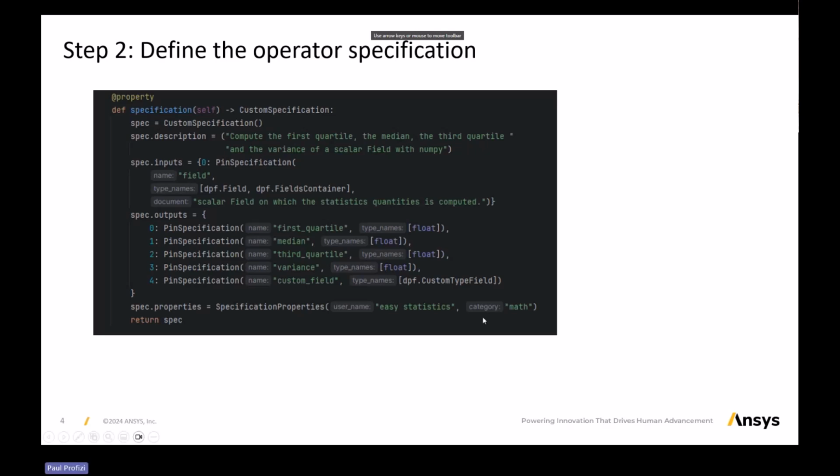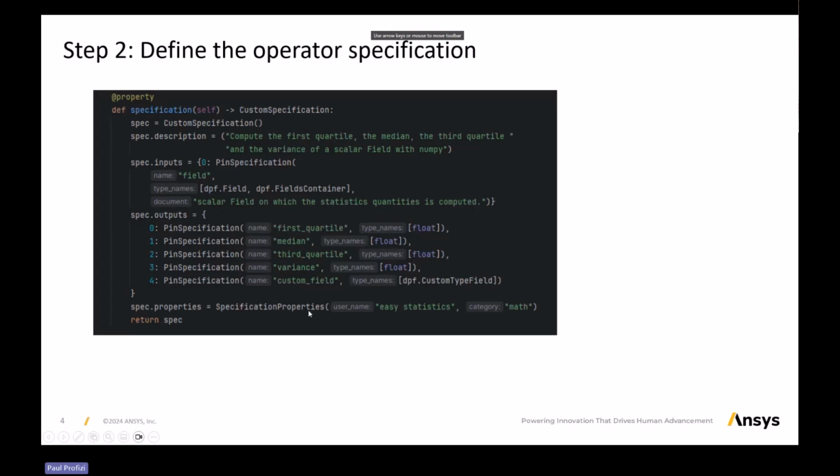You can do specifications for operators, so you can basically create your custom specification, give it a nice description for the user to see, and then define the input pins that it's going to have and the output pins that it's going to have, so with names and accepted types, basically.